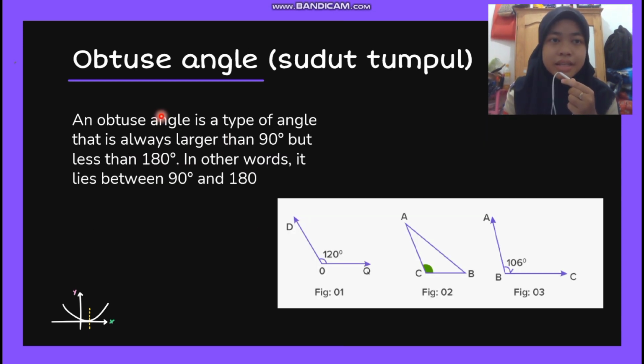And the last is obtuse angle, which means sudut tumpul. An obtuse angle is a type of angle that is always larger than 90 degrees but less than 180 degrees. In other words, it lies between 90 degrees and 180 degrees.